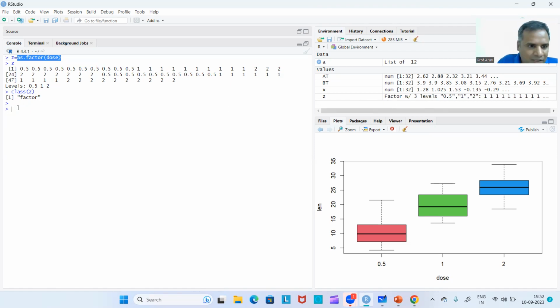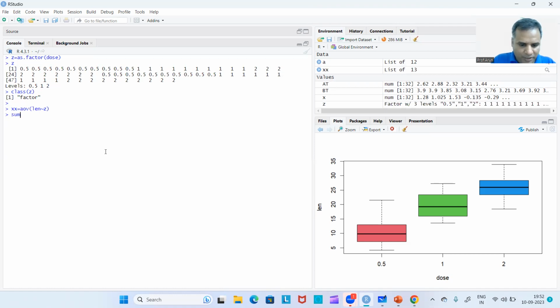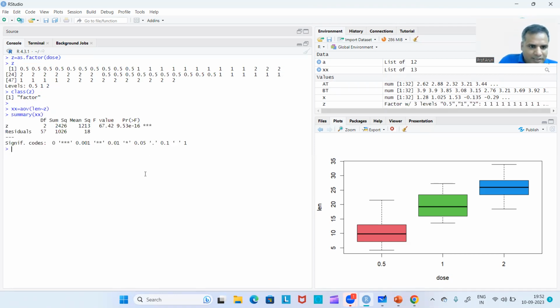So now I will use z. What I'll do, xx equal to aov, length depends upon z. Z means dose. Take it this way. Now I'll use summary of xx. Can you see? This p value is less than 0.05. Null rejected. Now what I'll do, I'll apply the Tukey HSD.